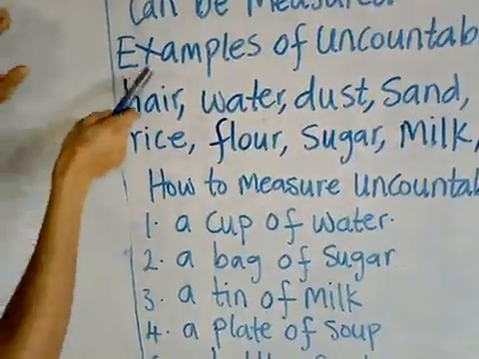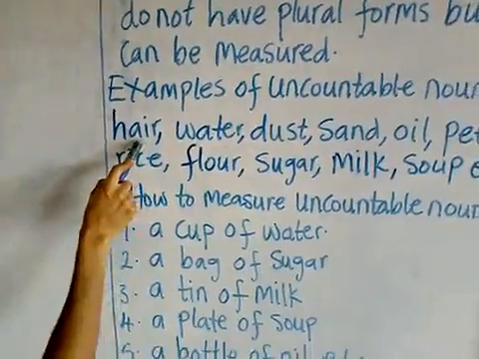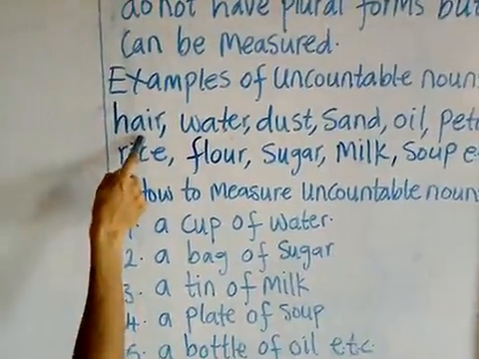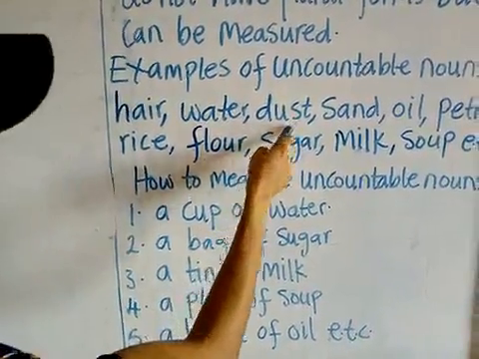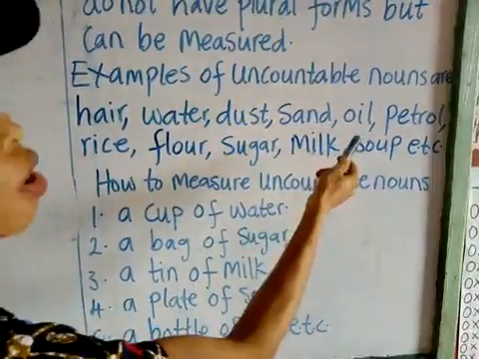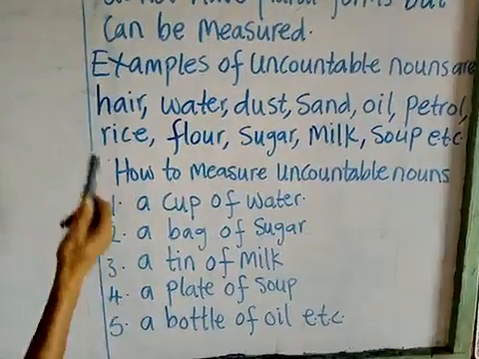Alright? So we go down to examples of uncountable nouns, which are hair. The hair on your head is uncountable because you can't count it. Water is uncountable. Dust is uncountable. Sand is uncountable. Oil is uncountable. Petrol is uncountable. Rice is uncountable.